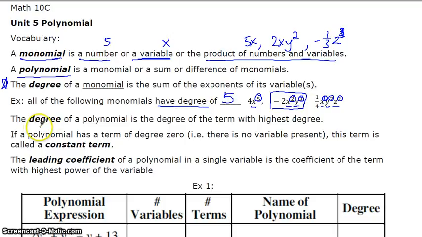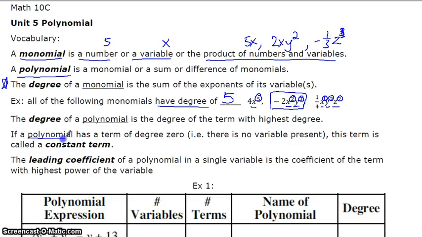And when you look at the degree of a polynomial, it's the degree of the term with the highest degree. So a polynomial is a list of monomials added or subtracted together. You go through each one and take the one with the highest degree, and that's the degree of the whole polynomial. I'll show you some examples.